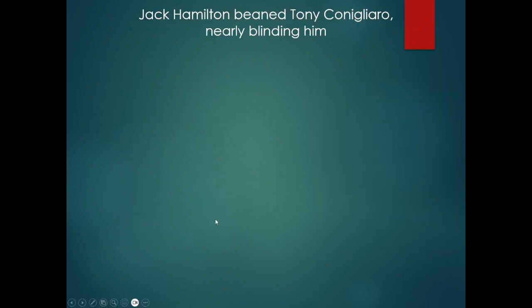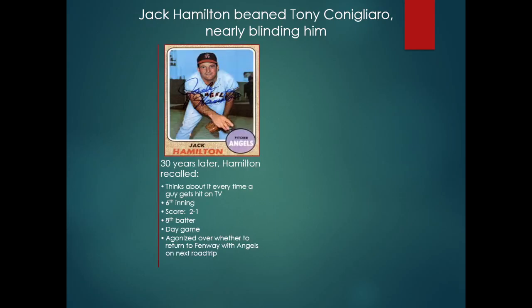All right, I'm going to tell you a little story about Jack Hamilton, who was a pitcher, and he beaned, which means pitched a ball and hit Tony Canigliaro. He nearly blinded him. So here's Jack Hamilton's car. He was a pitcher for the Angels. 30 years later, he was interviewed about the time that he nearly blinded Tony Canigliaro. And he says he thinks about it every time a guy gets hit on TV.